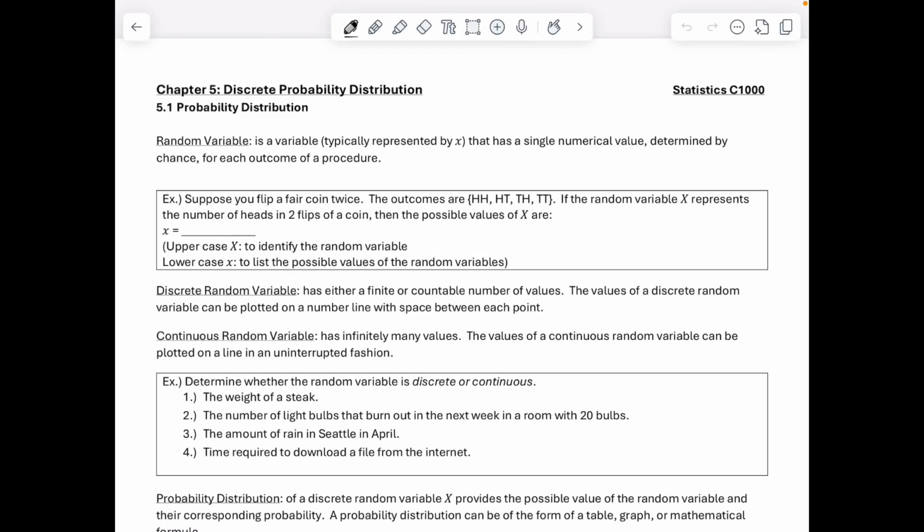The first video for our Chapter 5 notes. Chapter 5 is on discrete probability distributions. The word discrete means countable. We saw that earlier. So this means we have a countable number of values. 5.1 is on our probability distribution.